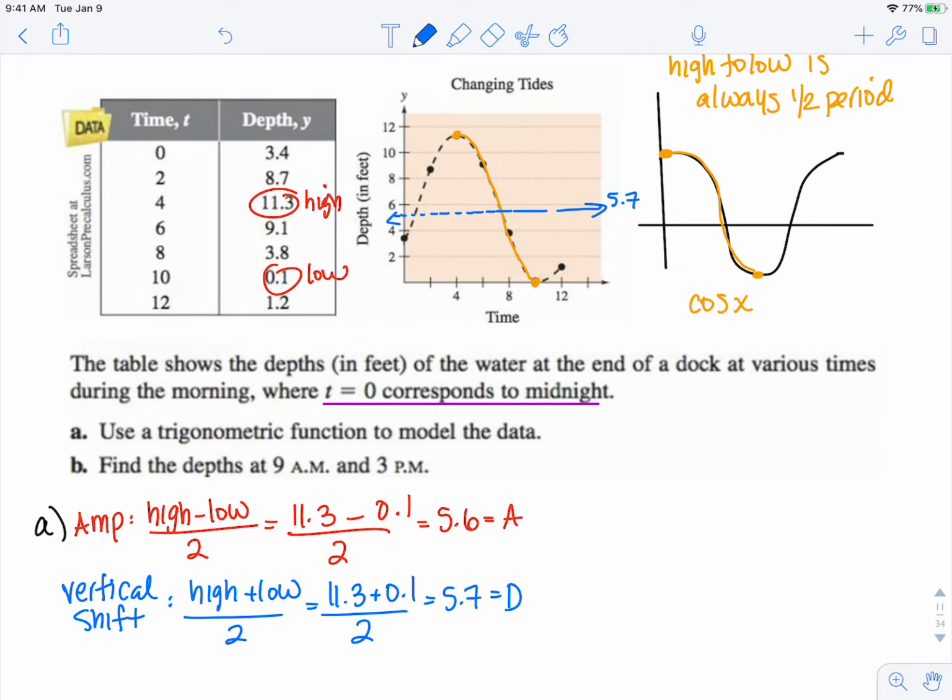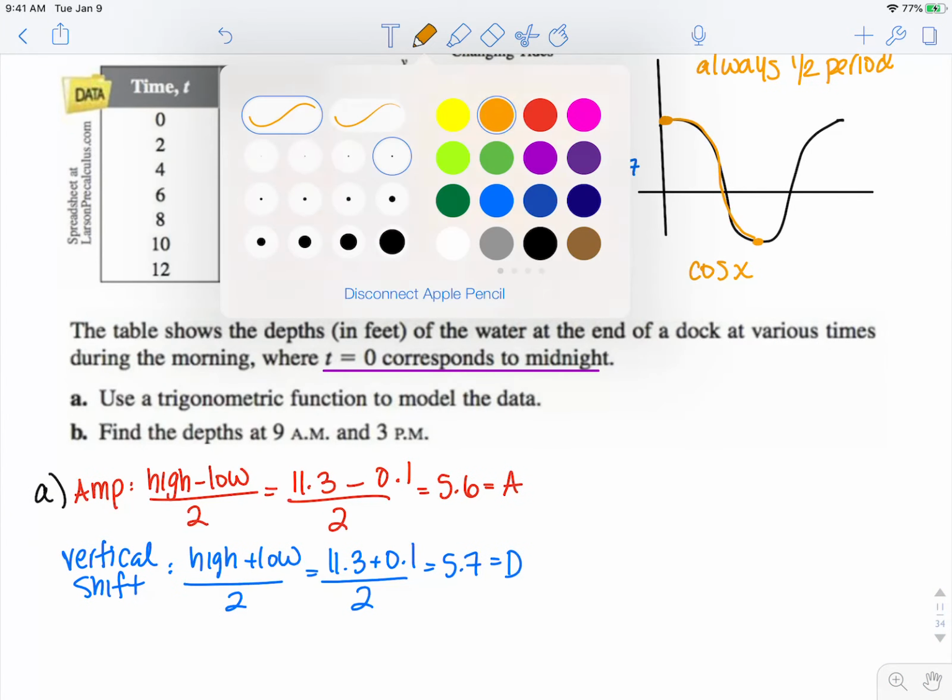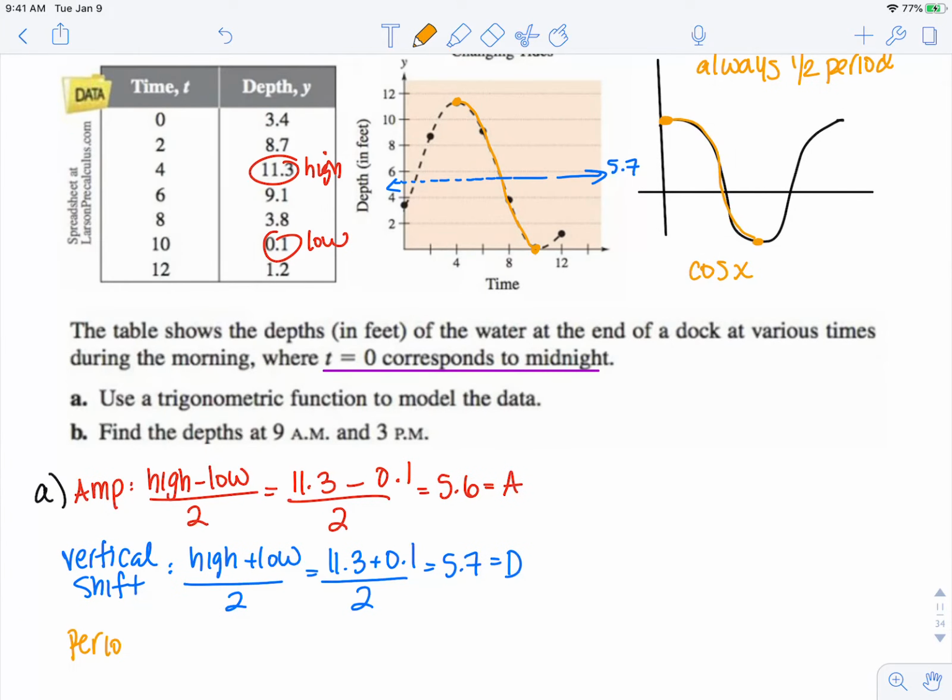Next thing I need to find is my period. So my period is always going to be double the difference between where the x value or time value from where my highest and lowest are. So we can see this distance here is 6, and that's just the difference between these two x values. So this is half.